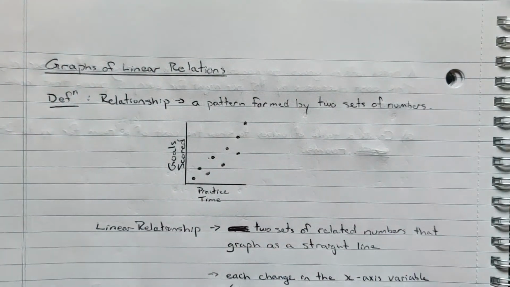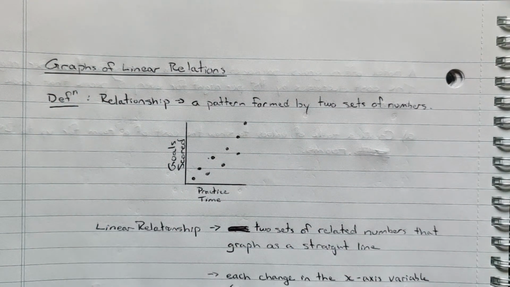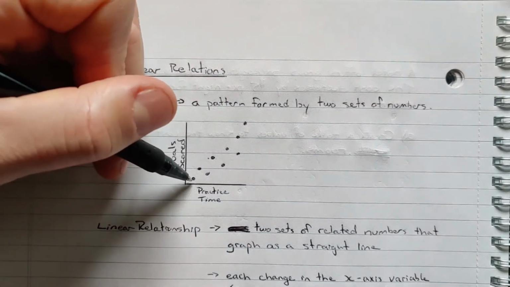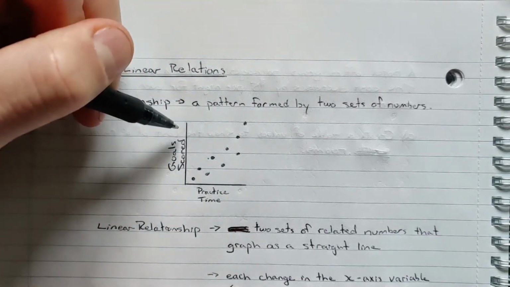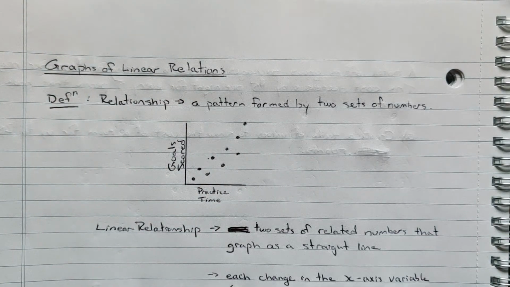If we look at this chart here, it's called a scatter plot, because the points are kind of scattered around. We see there is a relationship: as practice time increases, the number of goals increases. So that's what a relationship looks like in this case. And it doesn't have to be going up. It could be going down. It could be curved.